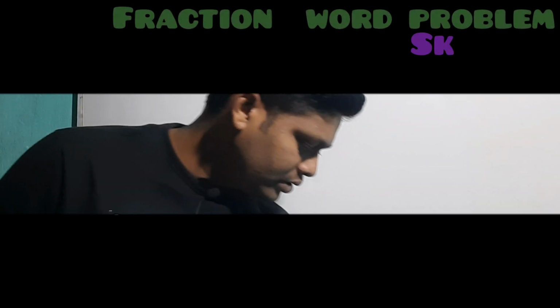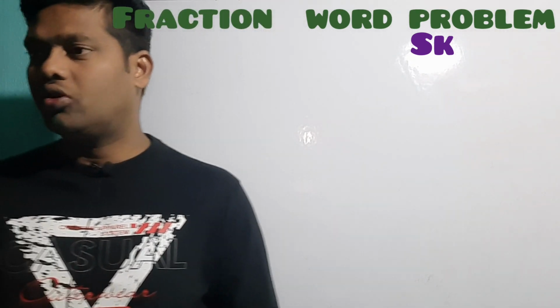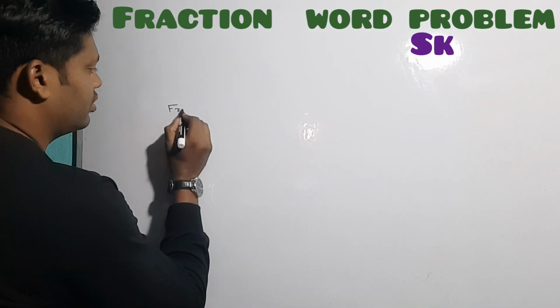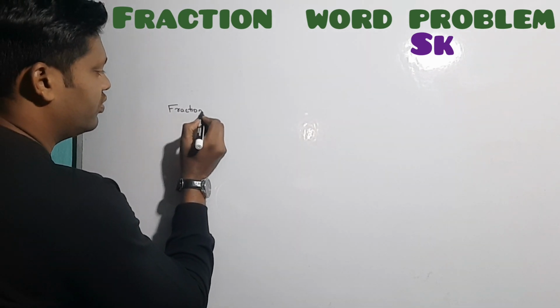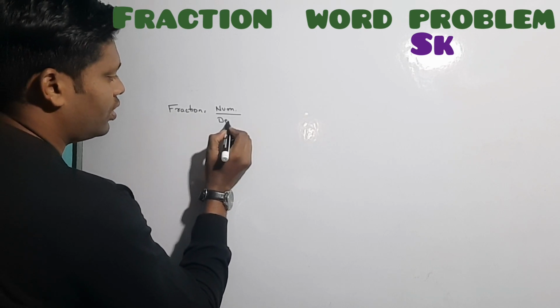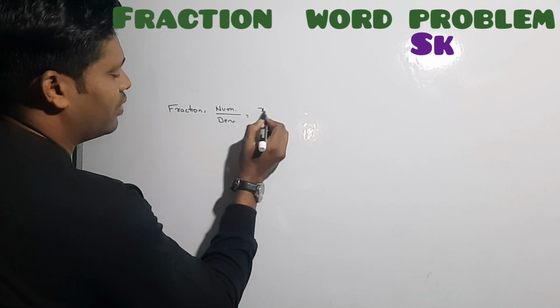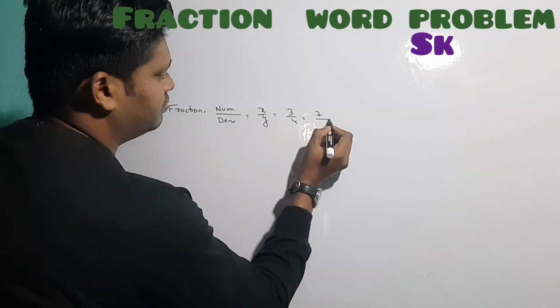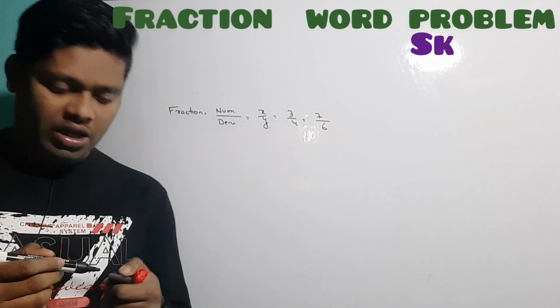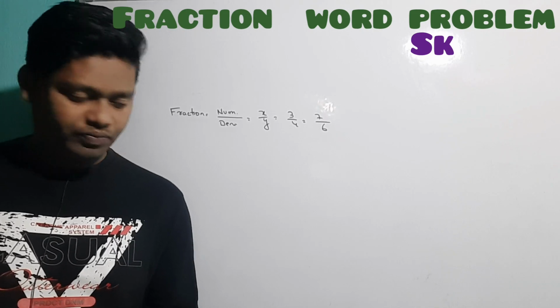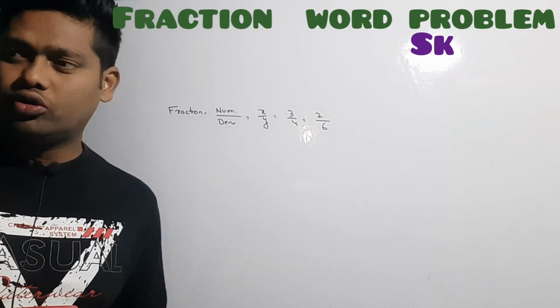So today's topic is application to the problems based on fractions. Fraction, what do you mean by fraction? First to understand. Fraction means you will have a numerator and denominator. It may be x by y or 3 by 4 or 7 by 6 or anything. So if numerator and denominator both are there, that is termed to be a fraction. Clear? So based upon this one only we are going to discuss some of the sums.